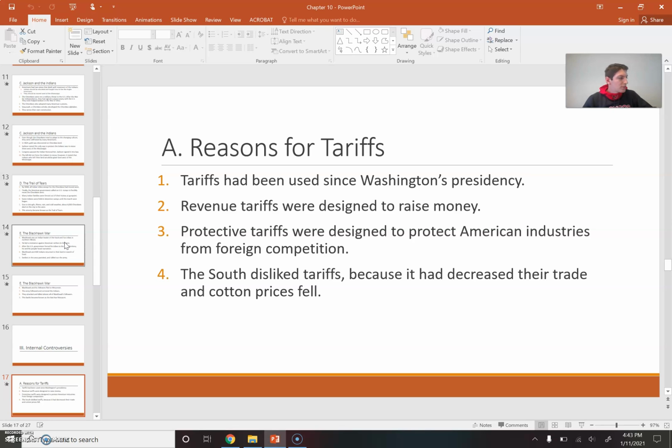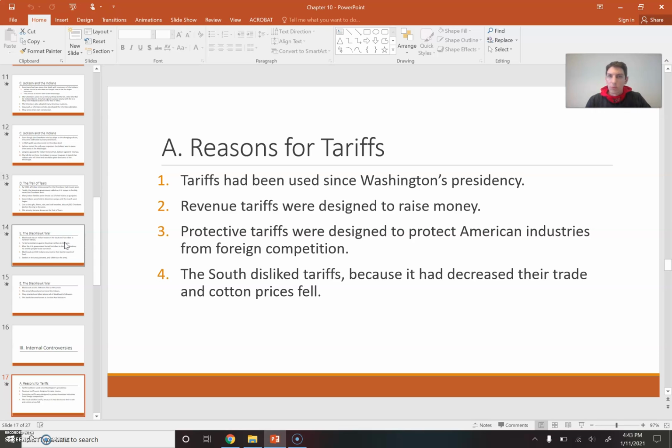There were revenue tariffs, which were designed to just raise money, and then there were protective tariffs. The difference being, protective tariffs were a much more aggressive tax on imported goods. It was much higher. The purpose of this was to discourage foreign business in America by causing people to have to pay a higher amount of money for foreign goods, and it would drive them to American-made goods. And so we call it a protective tariff because it was such a high tariff, it discouraged foreign business, and it protected American industries. Okay, so that's the difference between a revenue and a protective tariff.